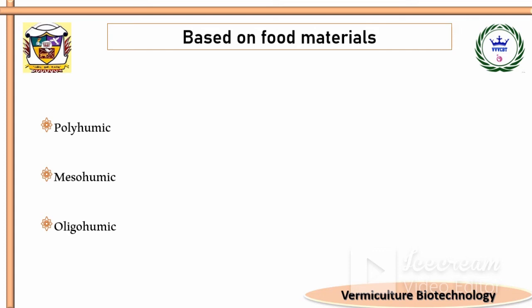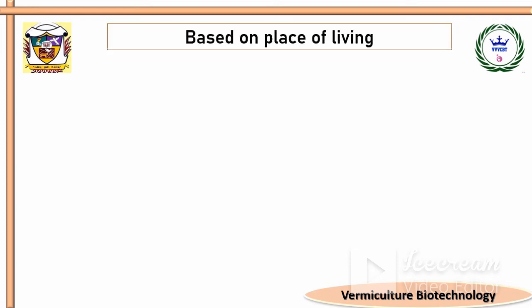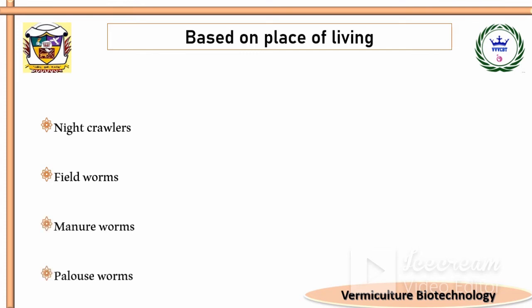Based on the place of living, the earthworms are classified into four different types. They are night crawlers, field worms, manure worms, pelose worms. Night crawlers live in lawns and fields. They are known as great fish bait and are the most common earthworms in most of the world. They can grow a little more than a foot long.